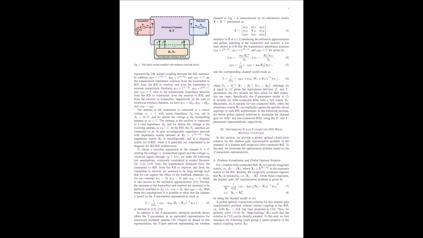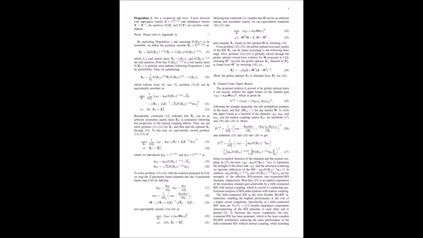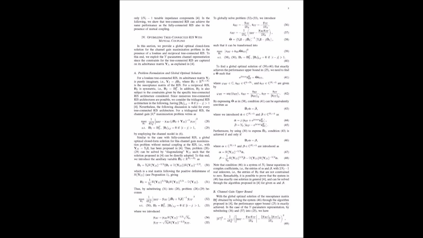By solving this system of equations, they find the optimal susceptance matrix, BI, that achieves the channel gain upper bound, proving that even the tree-connected RIS can deliver maximum performance in the presence of mutual coupling. That's amazing. It's a powerful demonstration of how careful mathematical analysis can lead to surprising and impactful results.